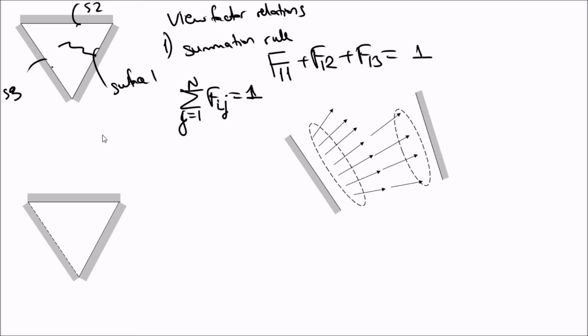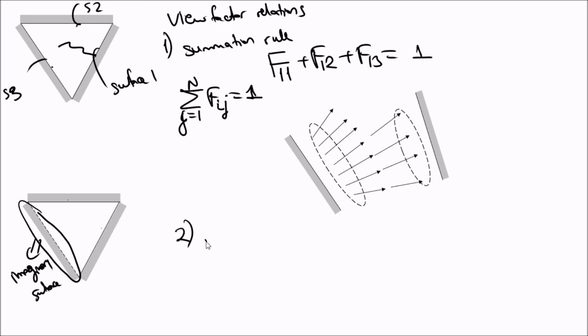And if there is no surface, say that I have two surfaces here, I can add a third surface here, which is an imaginary surface. I can add the imaginary surface here and write the same relation.